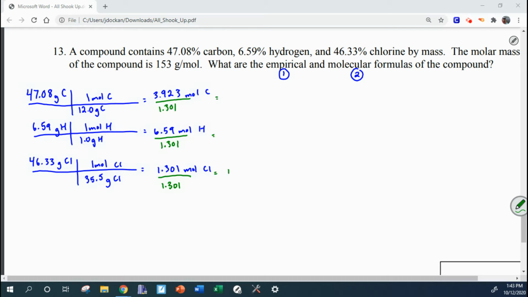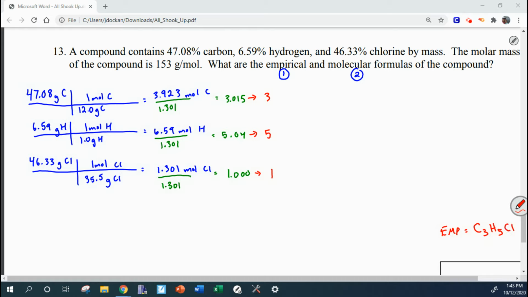So final answer we get there would be 1.000. This one we get 5.04, and up here we get 3.015. And we need to go ahead and round those to whole. First one we're going to round to 3, 5, and 1. So our empirical formula is going to be C3H5Cl.